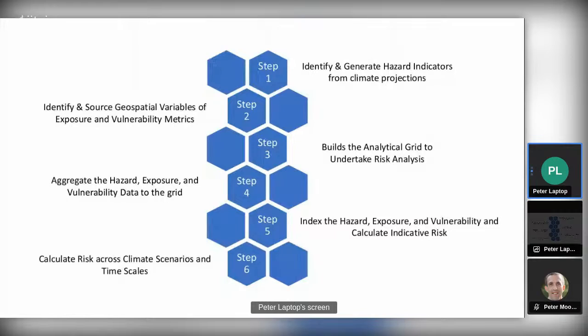And so it's a 6-step process in our consideration: identifying those hazards and generating them in spatial data. Similarly, identifying and sourcing those geospatial variables of vulnerability and exposure, creating an overarching aggregate grid to work with, aggregating that data to the grid, indexing it, and then calculating that risk.